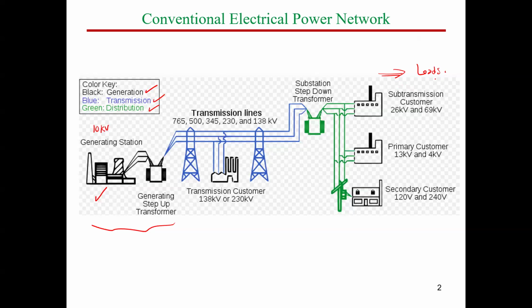Most of the customers, if we look at domestic loads, as we mentioned, we have at homes, for instance, 115 volt. Or if it is line to line, it's 220 or 240 volt. So this is called line to line volt.